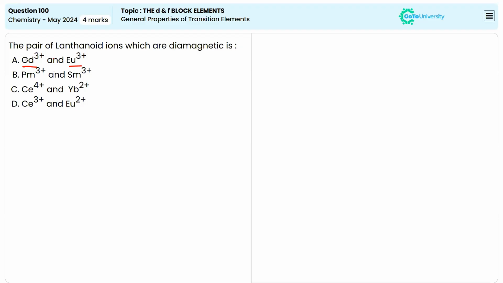First we have to know the criteria for diamagnetism. Diamagnetism means the species should contain all paired electrons. If they have unpaired electrons, they will be paramagnetic in nature. So the ones with all paired electrons, or those with f0 configuration or f14 configuration, can be considered diamagnetic compounds.